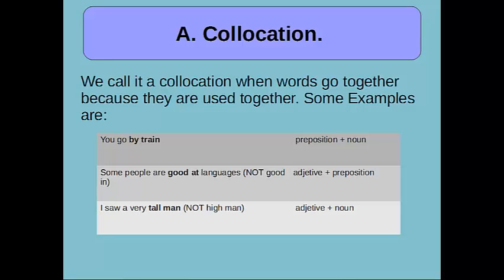You can write down all the collocations in your notebook and keep track of them so you don't forget them.